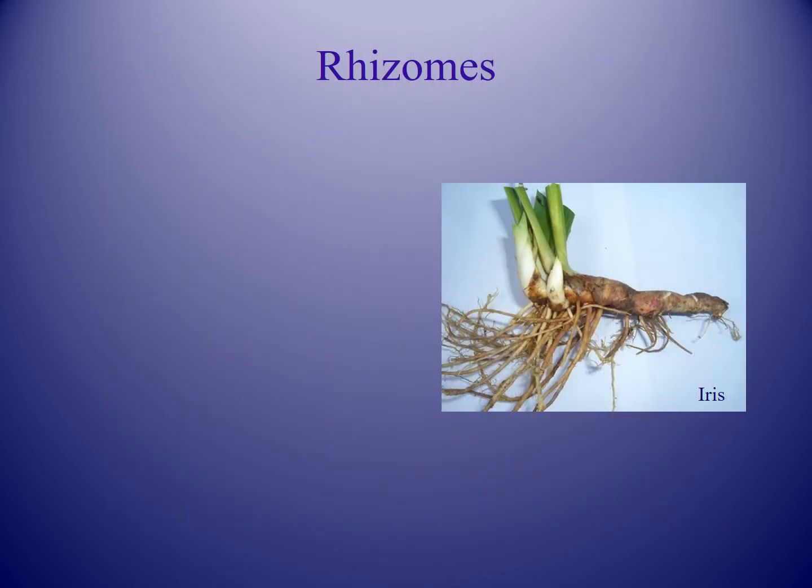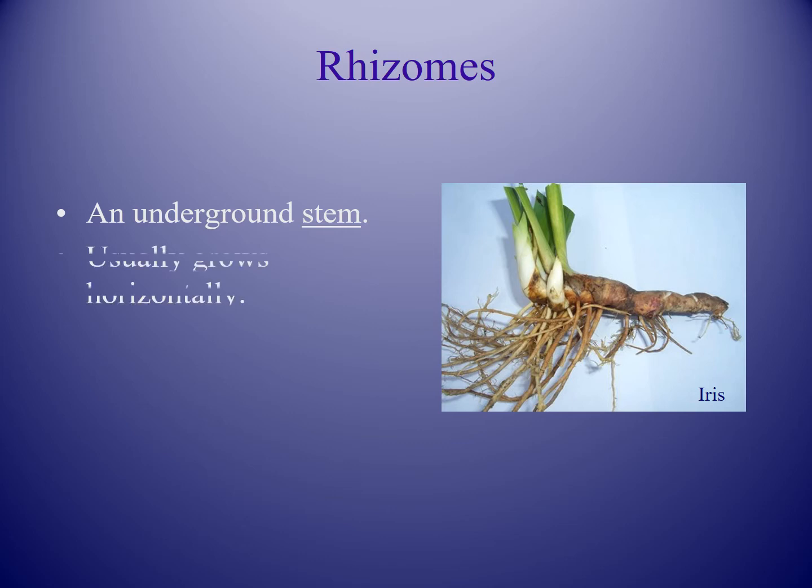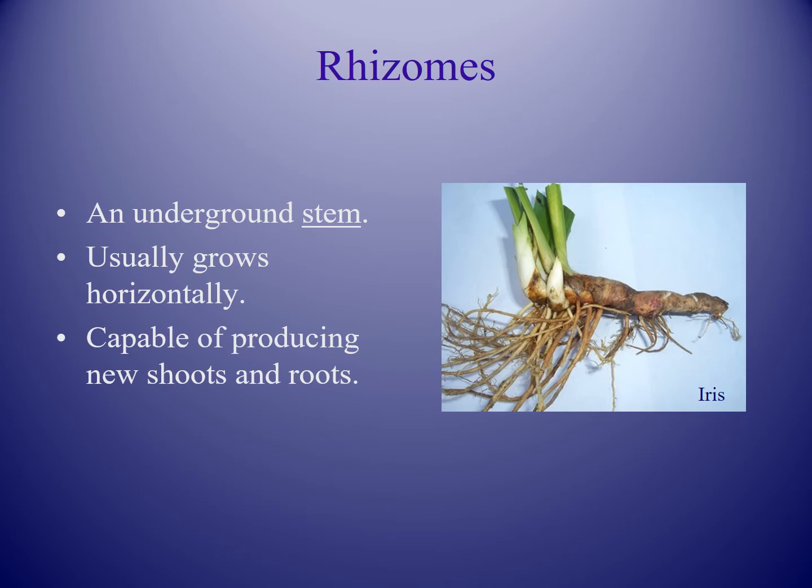A rhizome is also a stem modification. Rhizomes are generally going to be found underground, so think of rhizomes as being underground stems. They usually grow horizontally, so that is to say they grow parallel to the surface of the soil, more or less. And rhizomes are capable of producing new shoots and new roots.